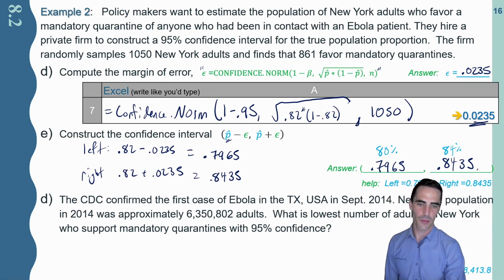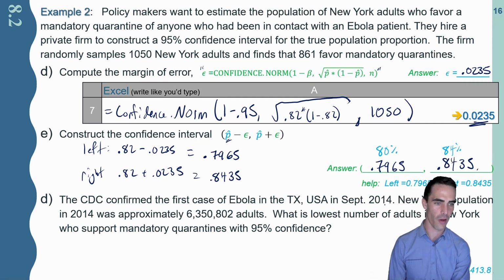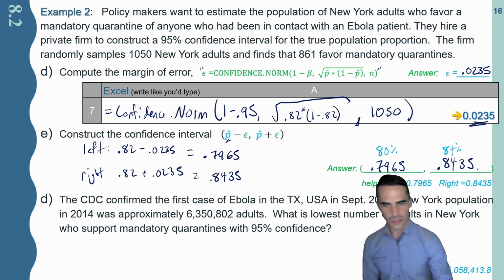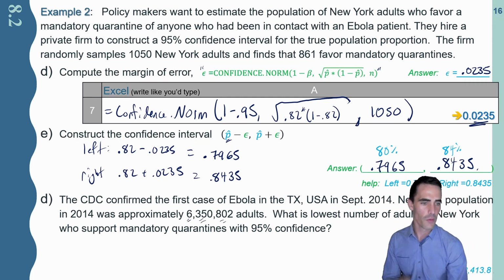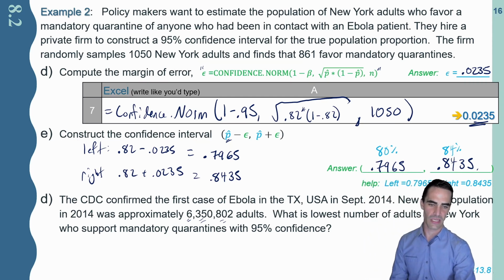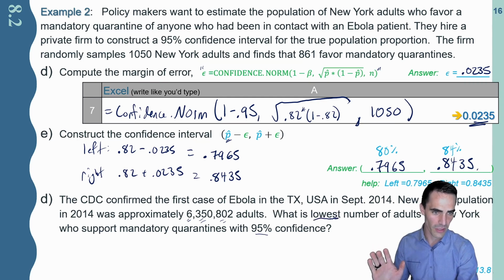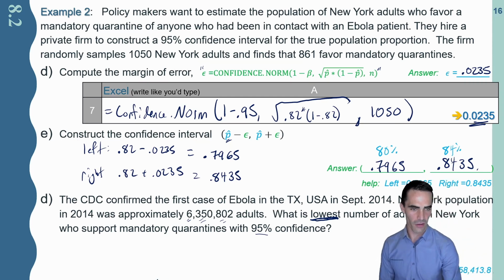The CDC confirmed the first case of Ebola in Texas, USA in September 2014. It's been a while. The New York population in 2014 was approximately 6,350,802 adults. The question is, what is the lowest number of adults in New York who support mandatory quarantines with 95% confidence? Again, they're asking, like, what's the lowest number? If we can't somehow get this passed, how many people are we, quote unquote, upsetting with the mandatory policy that they want to project?